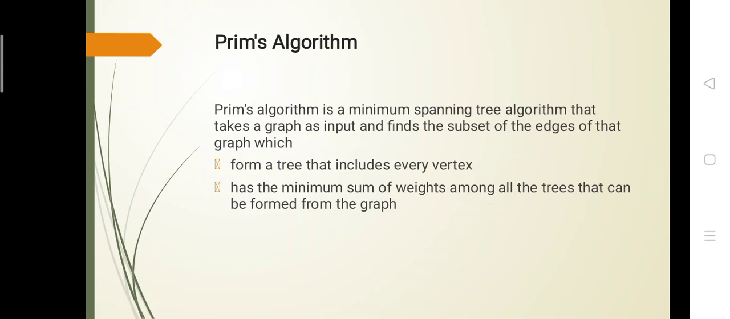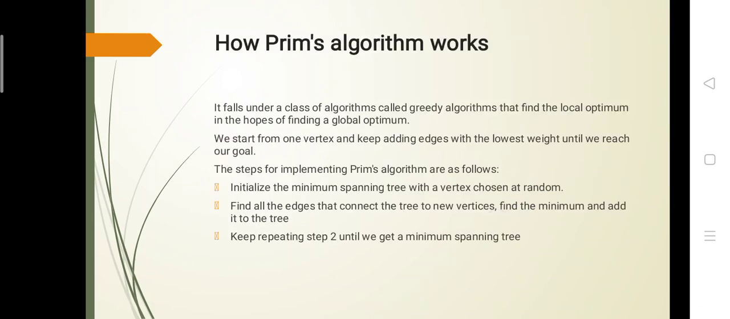अब Prim's algorithm is a minimum spanning tree algorithm that takes a graph as input and finds the subset of the edges of that graph which form a tree that includes every vertex and has the minimum sum of weights among all the trees that can be formed from the graph. ये प्रिम्स algorithm की definition है. इसका algorithm ये it falls under a class of greedy algorithms. They find the local optimum.